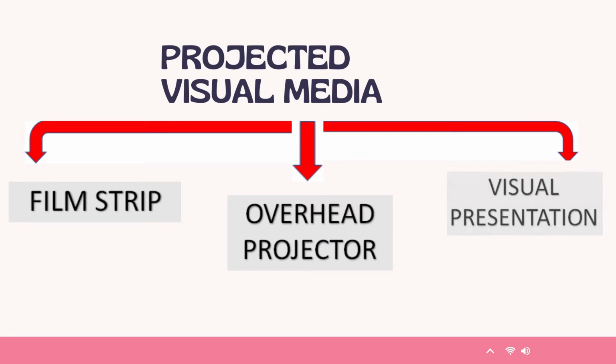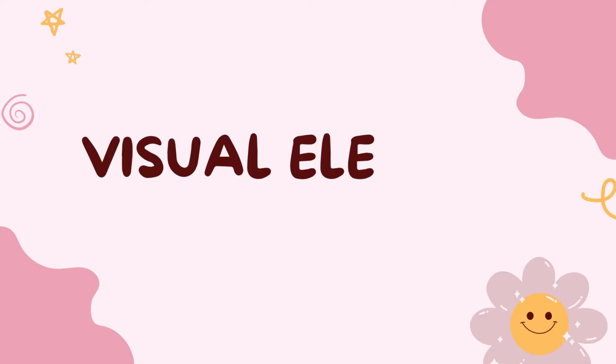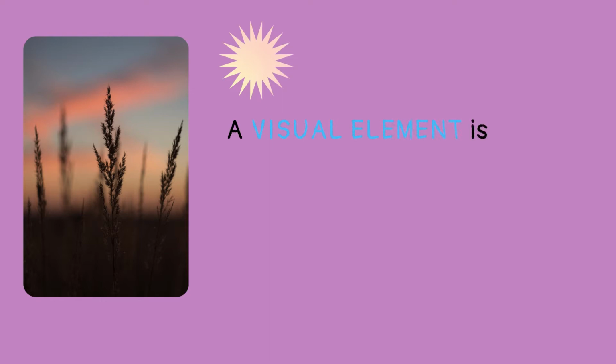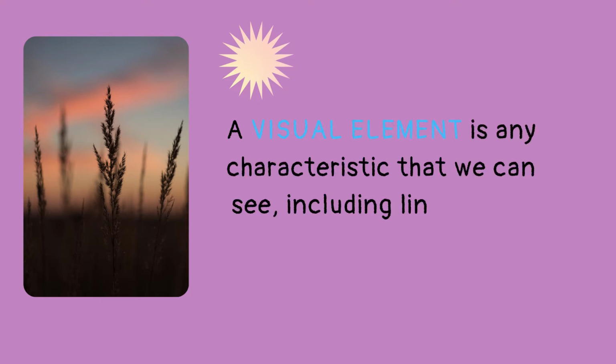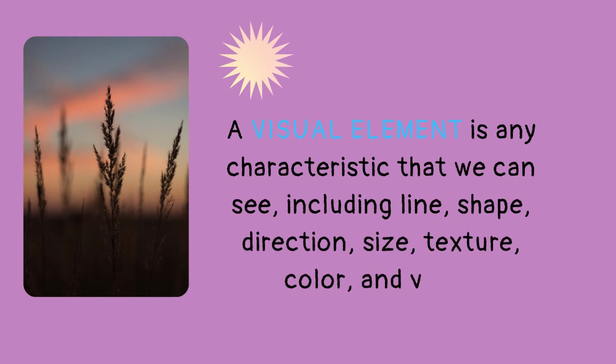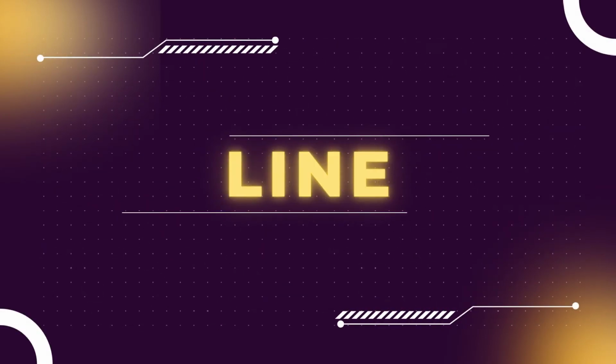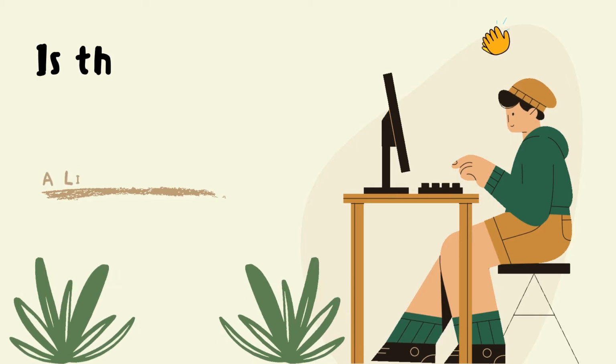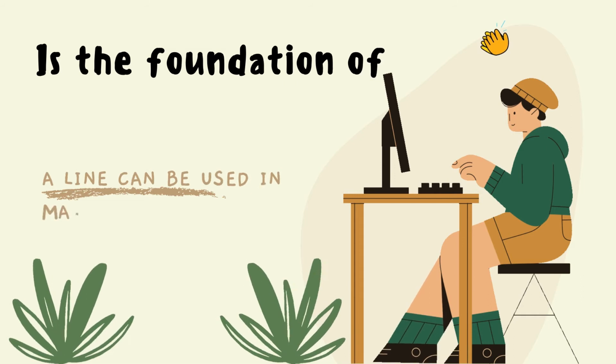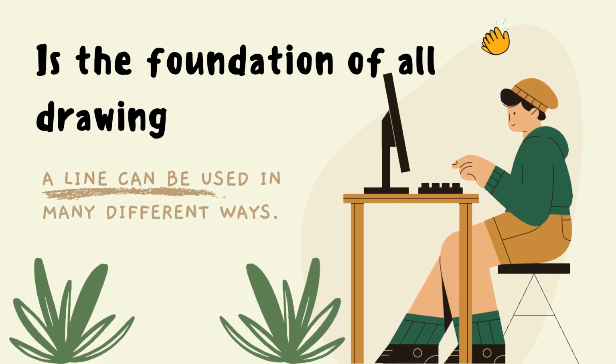Now let's go to our lesson, which is visual elements. Visual elements are any characteristic that we can see, including line, shape, direction, size, texture, color, and value. Now, what are the different visual elements? The first one we have is line. And line is the foundation of all drawing.